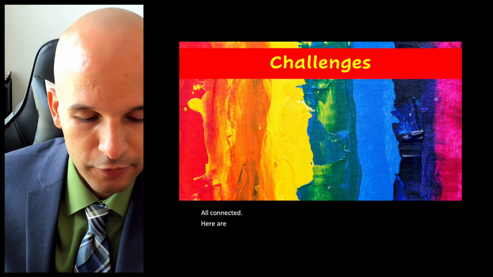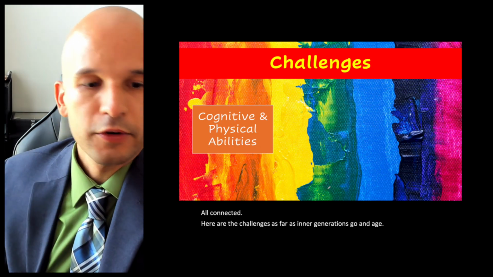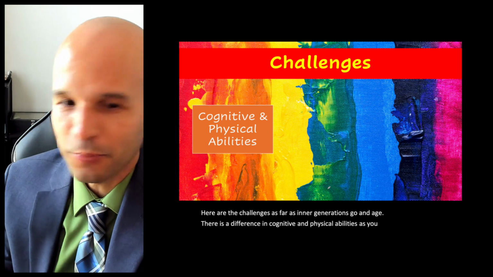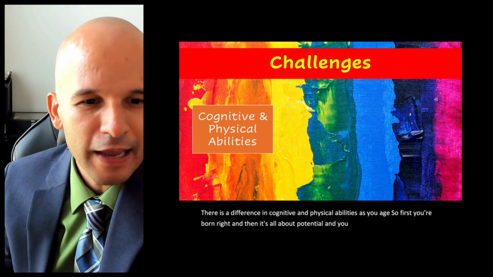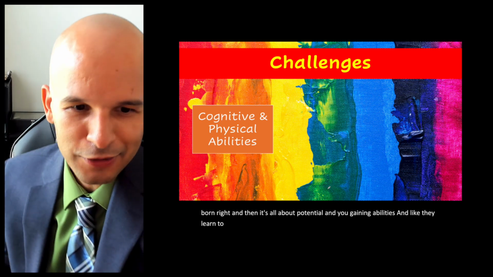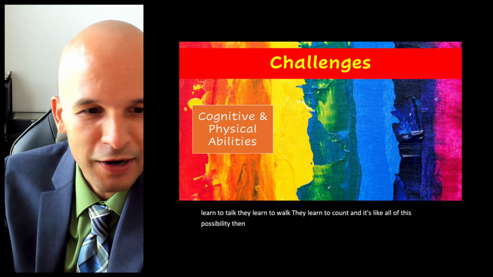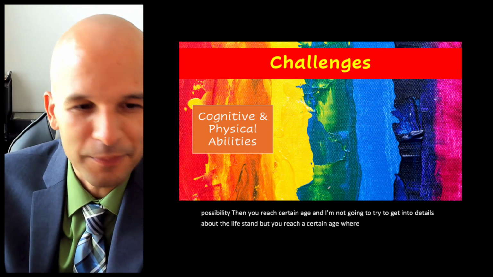Now, here are the challenges as far as intergenerations go in age. There's a difference in cognitive and physical abilities. As you age, so first you're born, right? And then it's all about potential and you gaining abilities, and like they learn to talk, they learn to walk, they learn to count, and it's like all of this possibility. Then you reach a certain age, and I'm not going to try to get into details about the lifespan, but you reach a certain age where then things start to get taken away from you, okay?